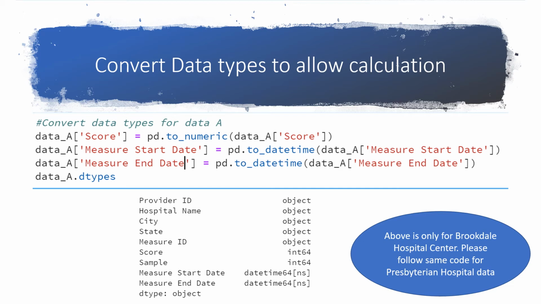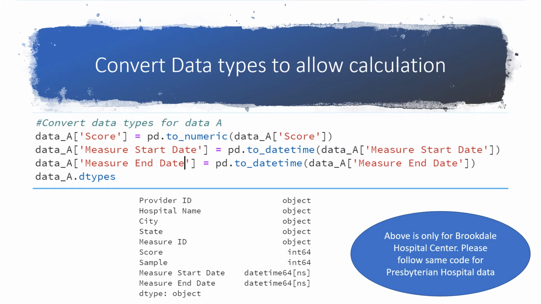Before we can perform any calculations, we need to convert our data types. So please convert score into numeric, and remember that it is already in percentage. The data for measure start date and measure end date will need to be switched to datetime types, so we're able to calculate our midway point in the next slide.